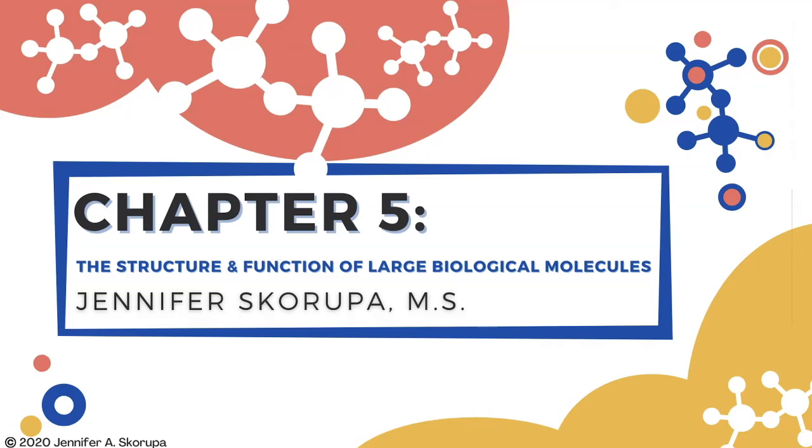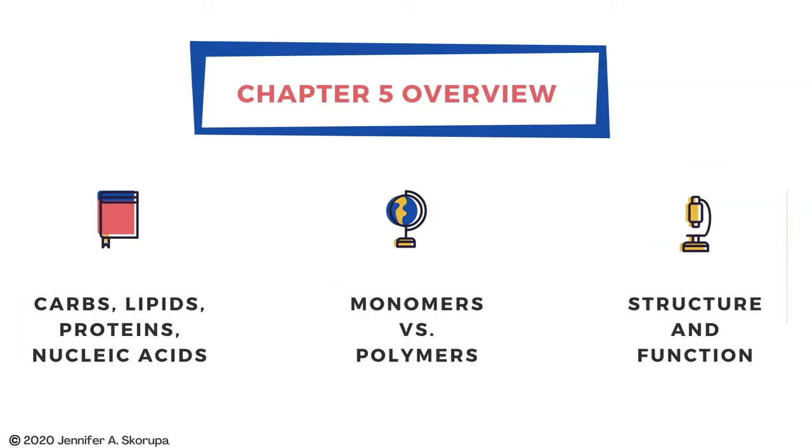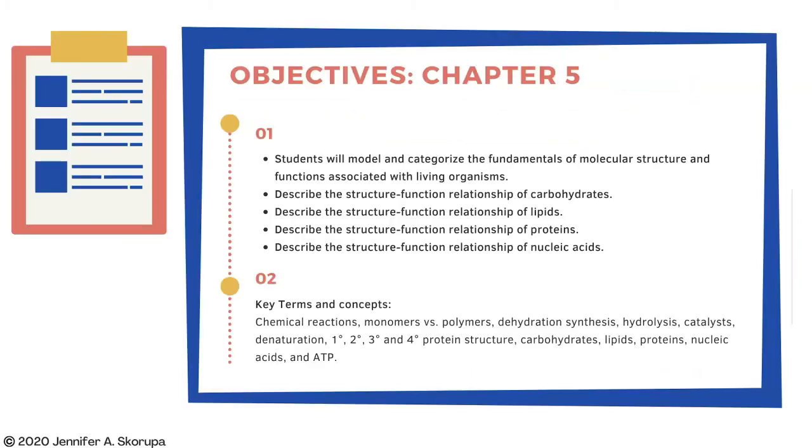This chapter is all about the four major macromolecules: carbohydrates, lipids, proteins, and nucleic acids. We'll talk about the monomer units that make up the polymers and really dive into the structure and functions of these crucial organic molecules. In this chapter, we will continue to model and categorize the fundamentals of molecular structure and functions associated with living organisms. Specifically, you will be able to identify and describe the structure-function relationship of carbohydrates, lipids, proteins, and nucleic acids.